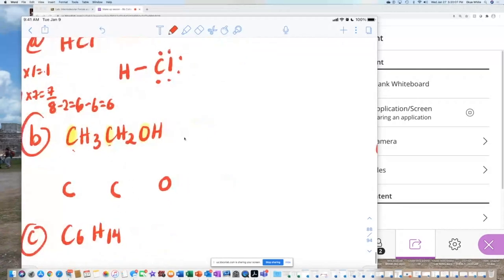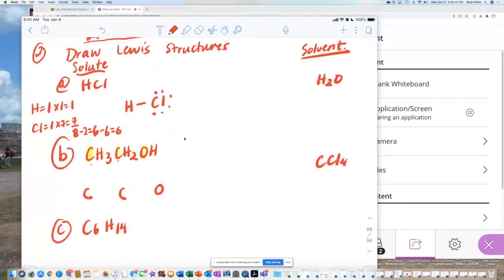Now I have to do my electrons. Figure out my total valence electrons. In the formula, I have carbon. And let me draw this a little bit to the right. I need some room.